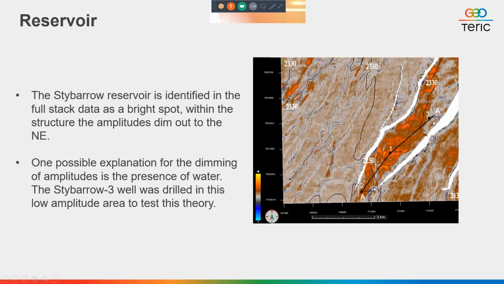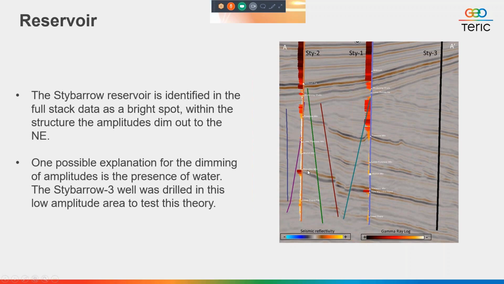And this is the arbitrary line that we see here going through Stybarrow 2, 1, and 3. So that's the reservoir level. And we can see the dimming of the amplitudes at the proposed Stybarrow 3 location.